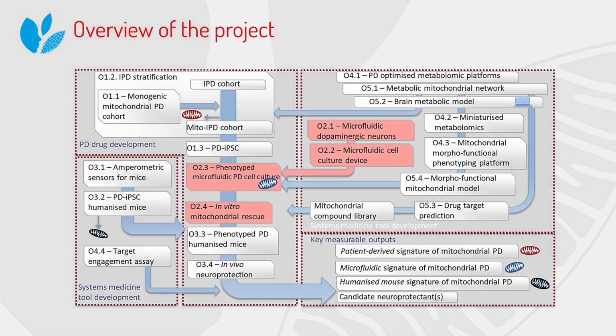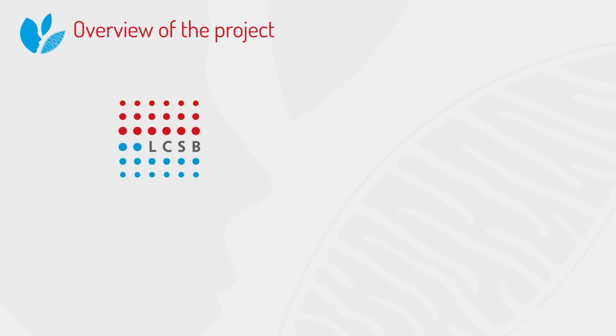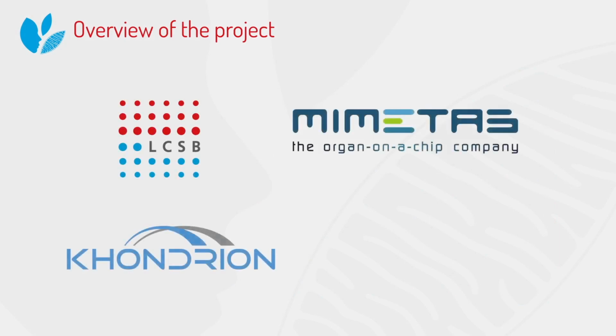This part played a central role in the project, where a succession of work packages leads to the identification of candidates for the treatment of Parkinson's disease. This part of the project was carried out between the LCSB, Mimetas, Mitochondrial, and the University of Leiden.